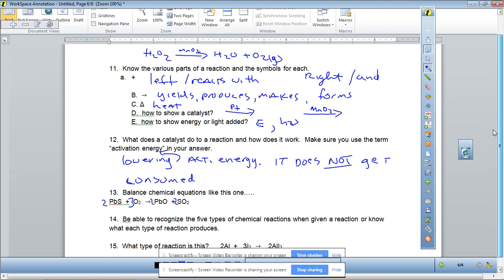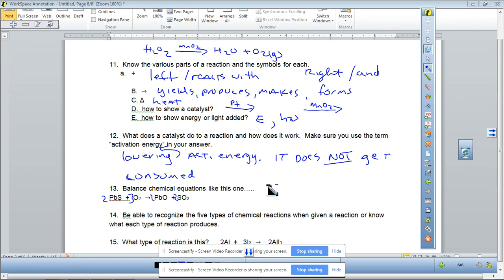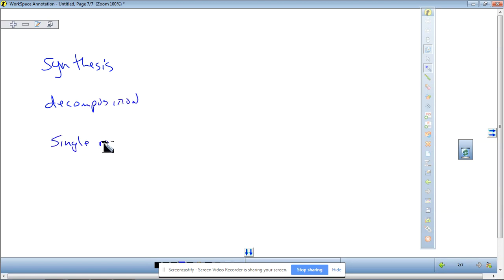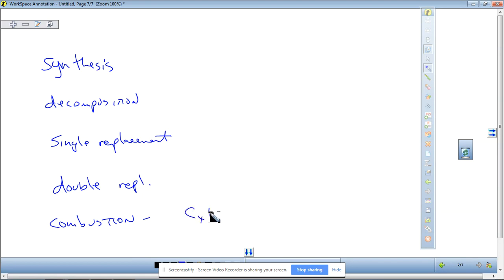5 types of chemical reactions. Let's go to just like a blank page here. We have the synthesis. We have the decomposition. We have the single replacement. We have the double replacement. And we have the combustion. This is C something, H something plus oxygen makes CO2 and H2O.